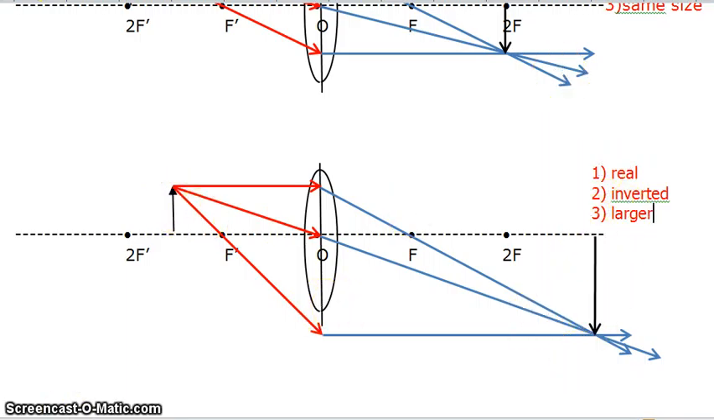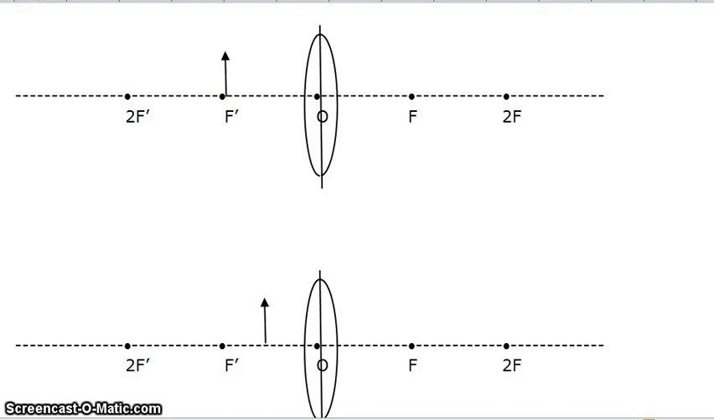Alright, well on this page things start to get kind of weird. Our pattern breaks down. Let's go ahead and start looking at that.